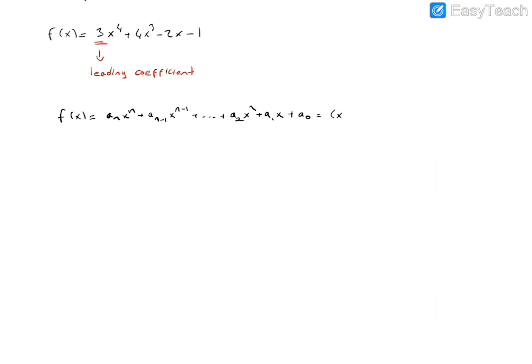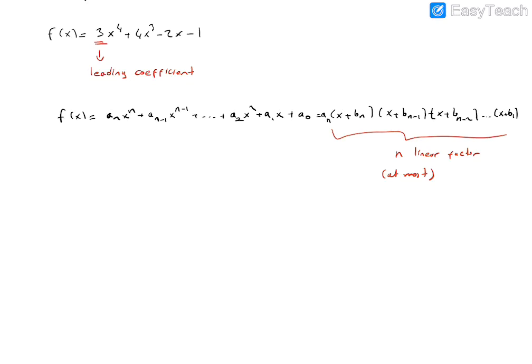So for example, we have a_n times x minus b_n, times x minus b_(n-1), times x plus b_(n-2), and so on, times x plus b_1. So we have n factors, and we don't need the b_0. So here there are at most n linear factors, but at most.